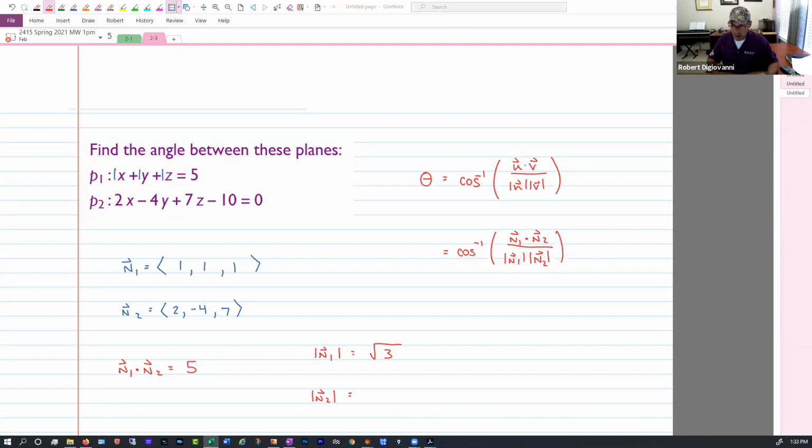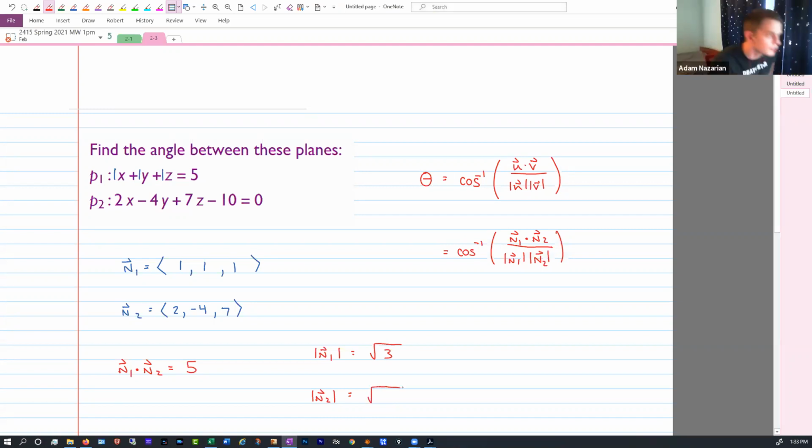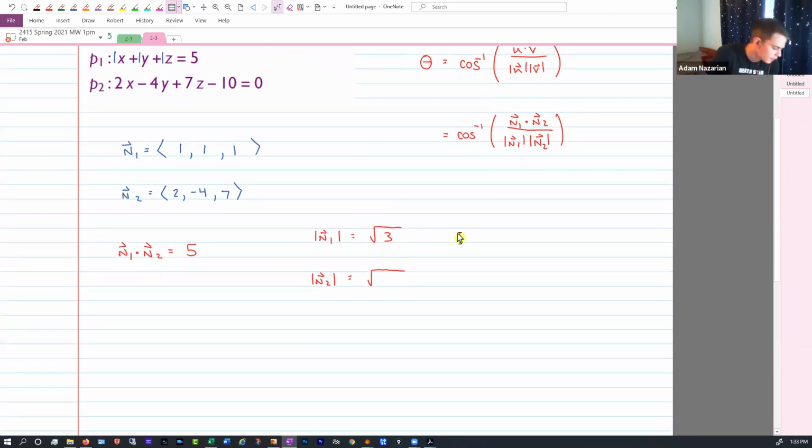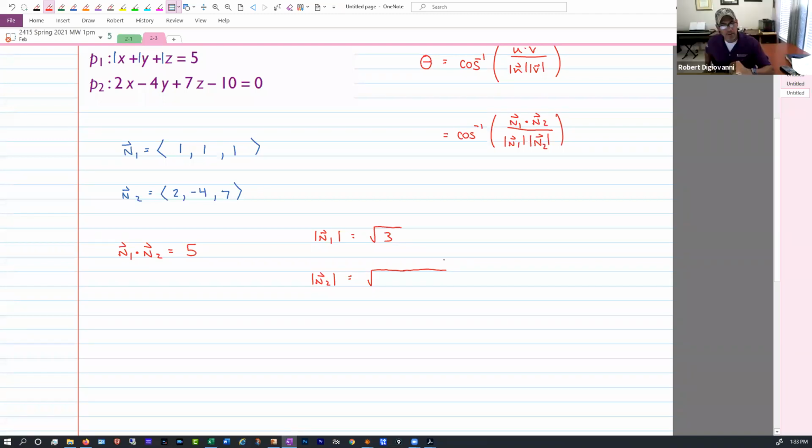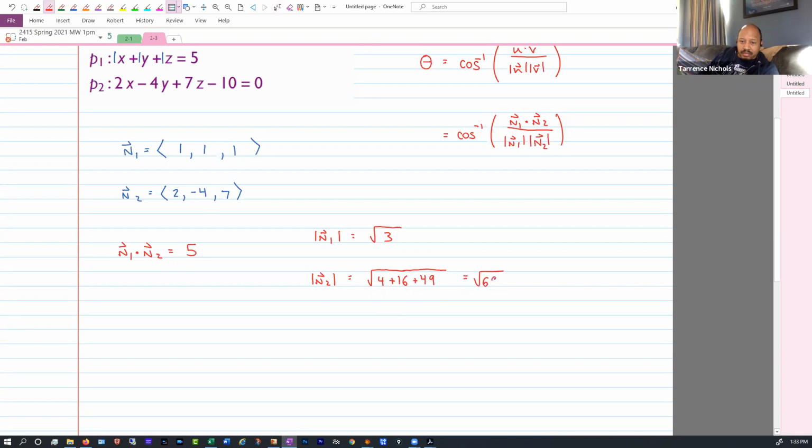Terrence, magnitude of n2? Calculating in my head, I think it's square root of 69. That sound right, everyone? So it's going to be 4 plus 16 plus 49, right? We're just taking these components, squaring them, and adding them all together, 20. Is that 69? Did I do that right? Yeah, I think so. Okay, root 69. All right, there it is.